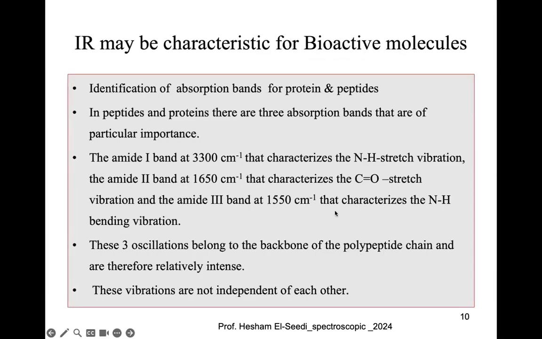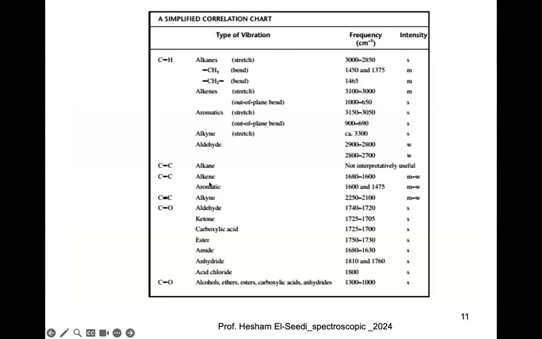Therefore, if we take it in a very simple way, like an amide group, for example, it will give two peaks. One, of course, of the NH, only one peak here, at 3,300. If it is NH2, it will be two peaks. And then the carbonyl group, which is at 1,650, right?